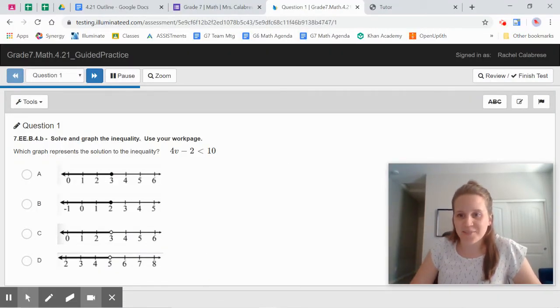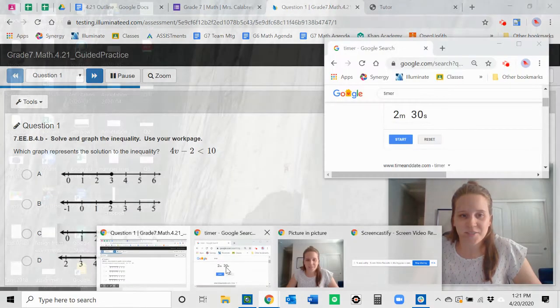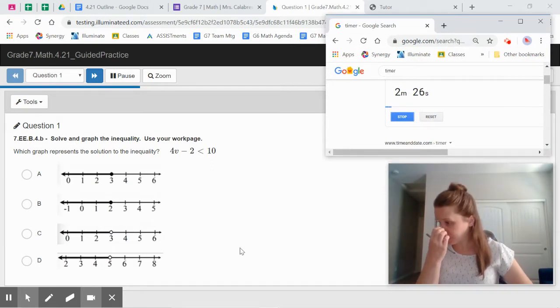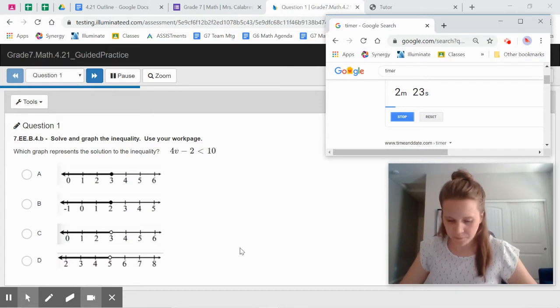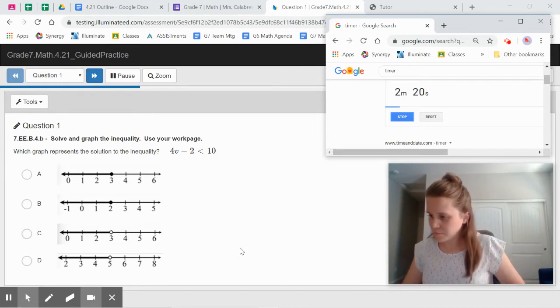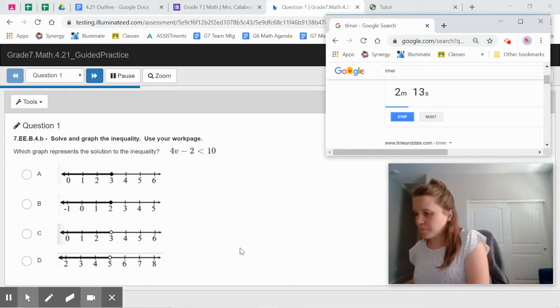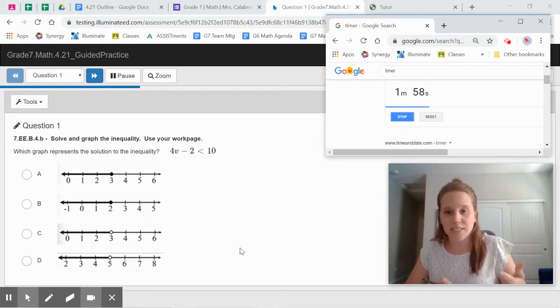I'm going to give you 2.5 minutes to read and answer this question, and I'll do it alongside with you. Time starts now. So we are about 30 seconds in. You've noticed that there is subtraction within this inequality. So your first step is to do the inverse operation of that. The inverse operation of subtraction is addition.